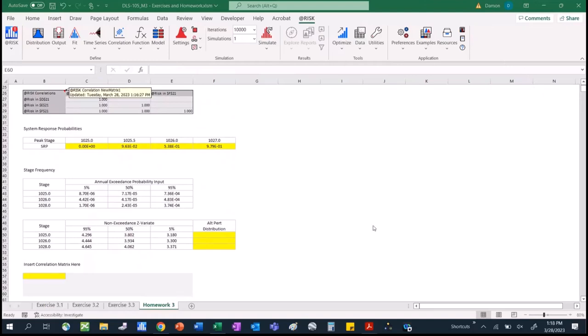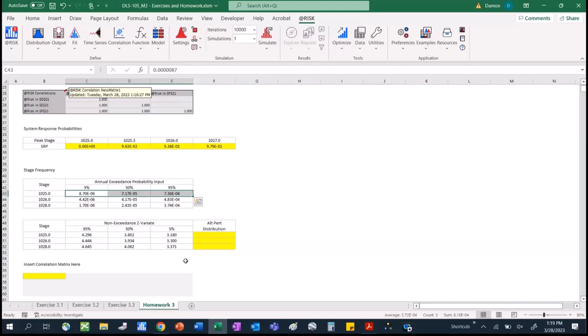All right, so next I need to set up some PERT distributions for the stage frequency relationships. When we do this, we first convert from AEP into our non-exceeding Z variate. The reason we do that is because the spread of these values is going to be a lot smaller than the spread that we're going to get here. So that gives us a lot more options for fitting distributions.